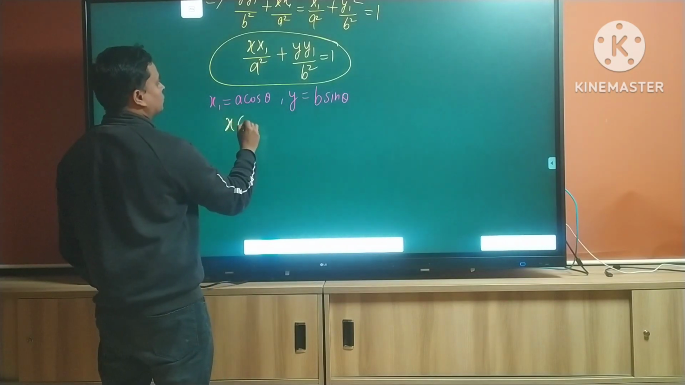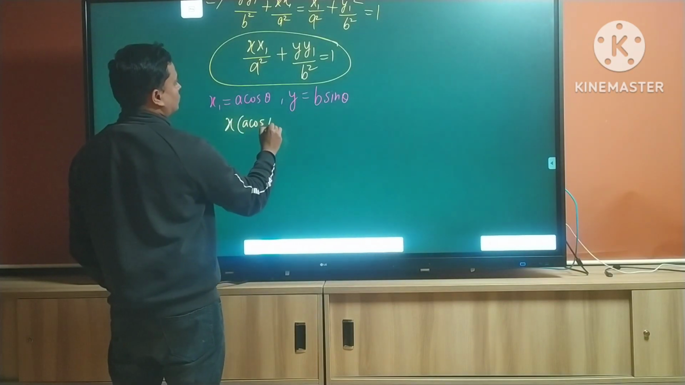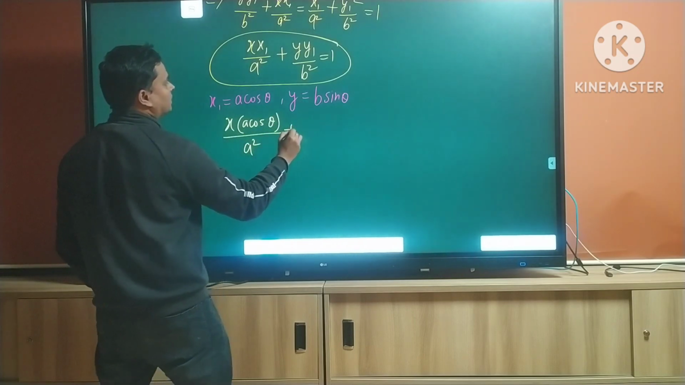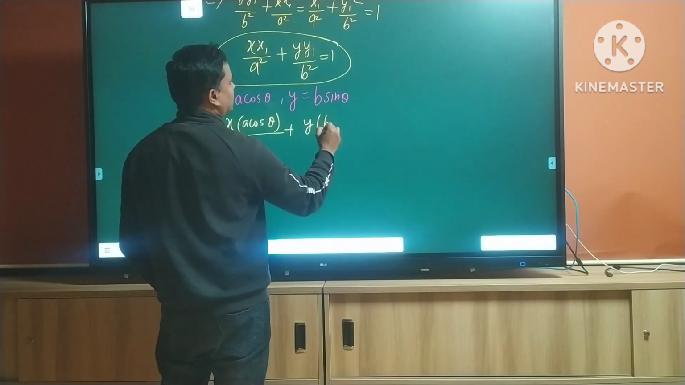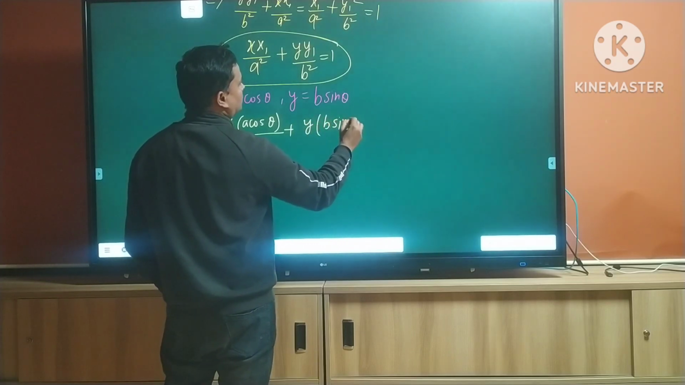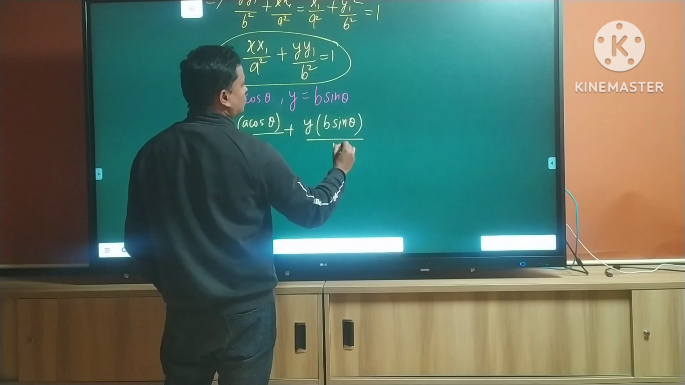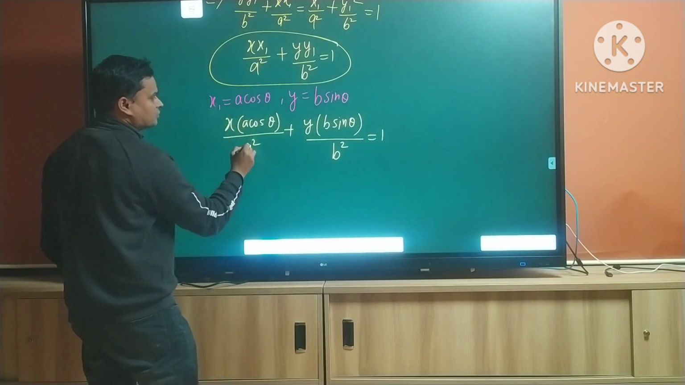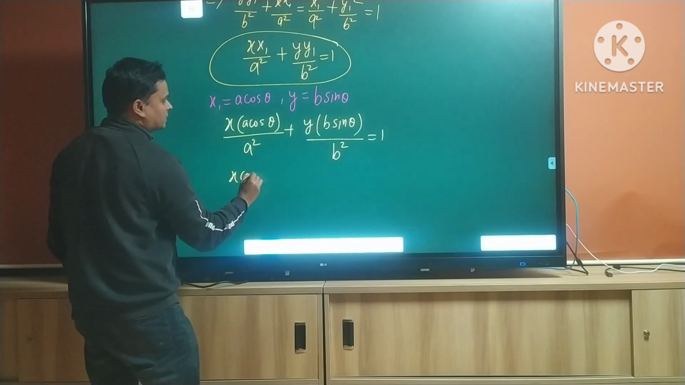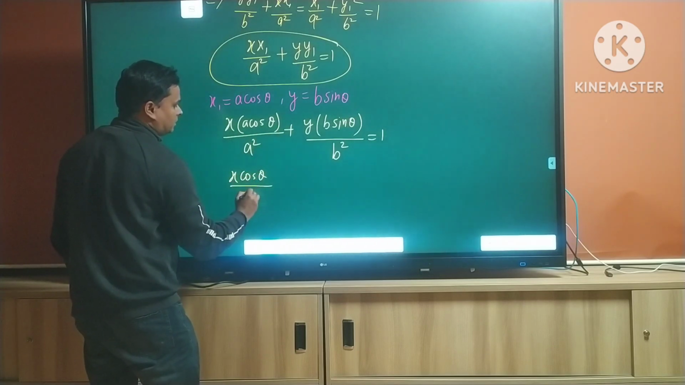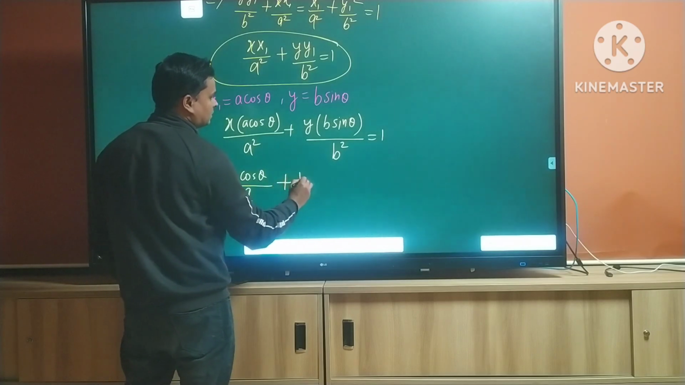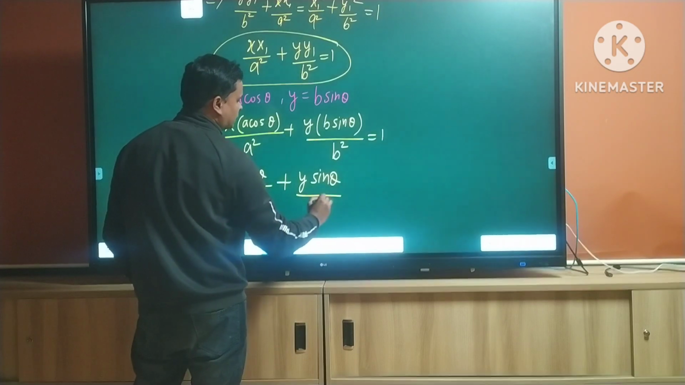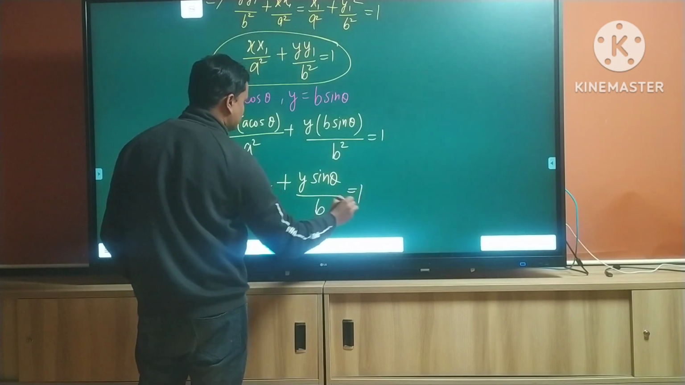So x into a cos theta by a square plus y times b sin theta by b square is equal to 1. So we can cancel both of them and we can write a and a square, b and b square. So we can write x cos theta by a plus y sin theta by b is equal to 1. So this proves the second equation of the tangent. I hope it is clear.